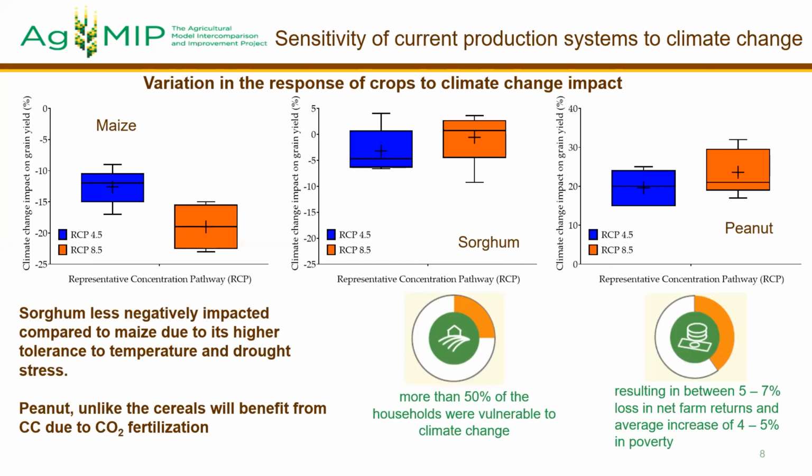And the results also indicated between 5 to 7% loss in net farm returns and an average increase of between 4 to 5% in poverty. One would have expected that the impact would have been more negative than what is presented, but it is mainly because of the peanut effect and also because the proportion of land which is put under peanuts is higher than the cereals put together. So that has a very important role to play here.